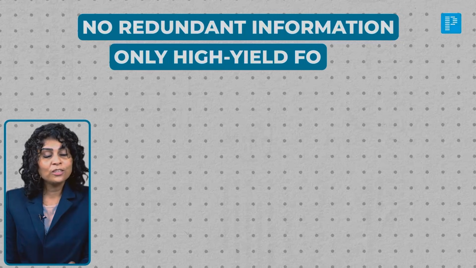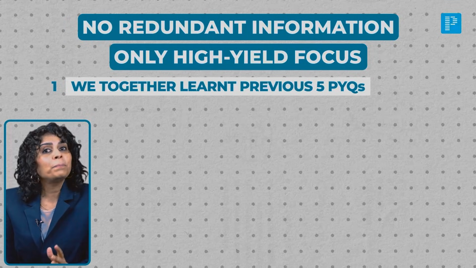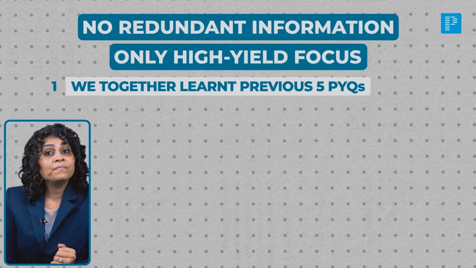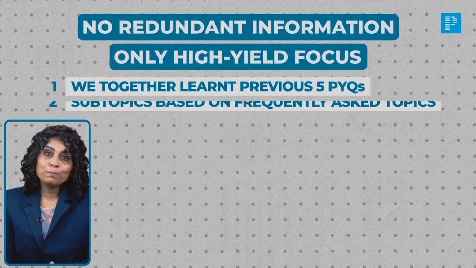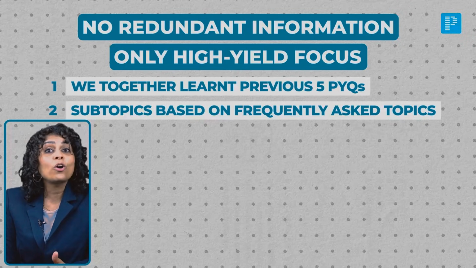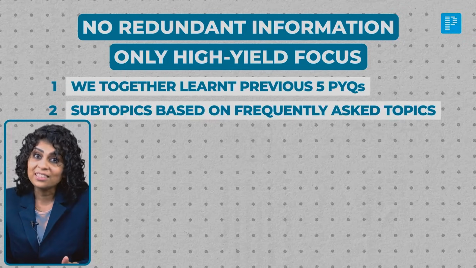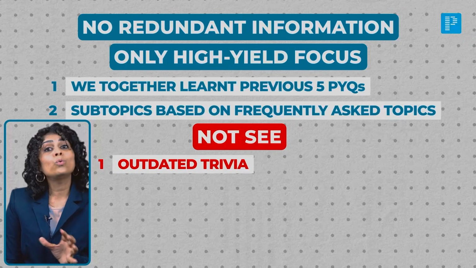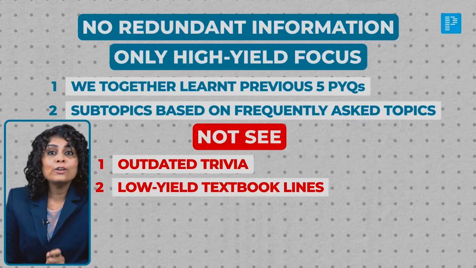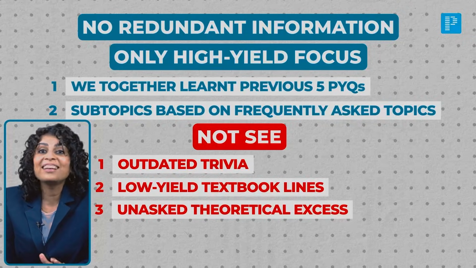Another key principle that I used while designing rapid revision videos for biochemistry is no redundant information, only high yield focus. We together learned all 5-year PYQ papers, and we learned them deeply. And every subtopic that is included here is based on frequently asked topics, those topics which are conceptually and clinically important, based on the latest examination trends. What you will not see is outdated trivia. You will not see low-yield textbook lines. You will definitely not see unasked theoretical excess.